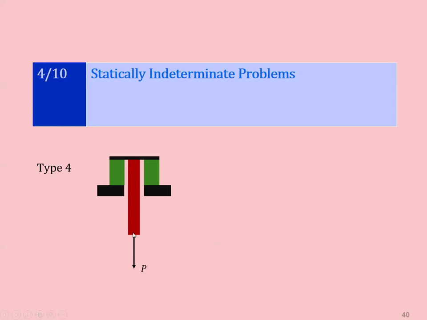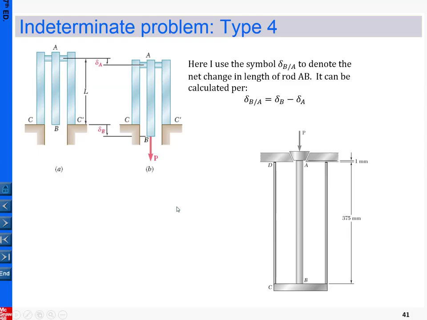So the feature of this type is this. The red one not only deformed, but both ends, this end and this end, both displaced. So this type will help us to introduce the concept of relative displacement. We see.